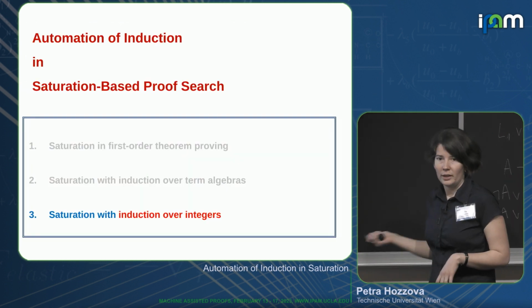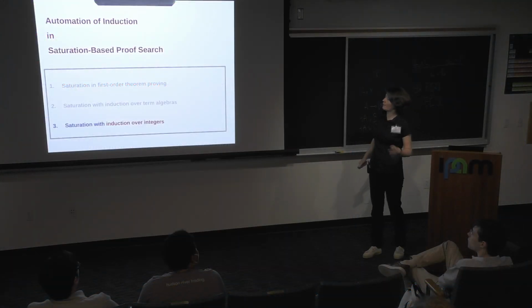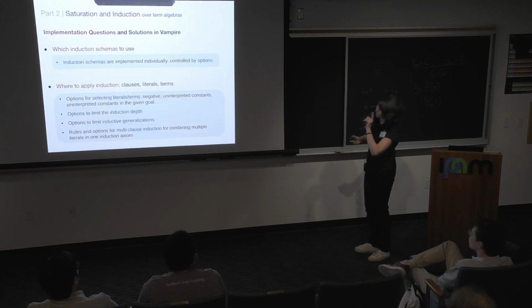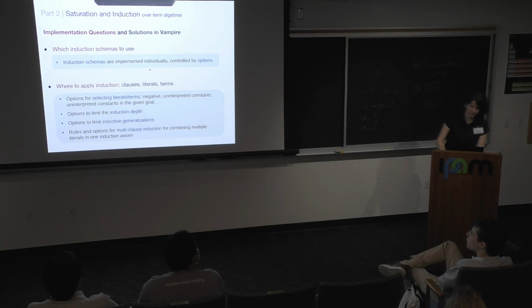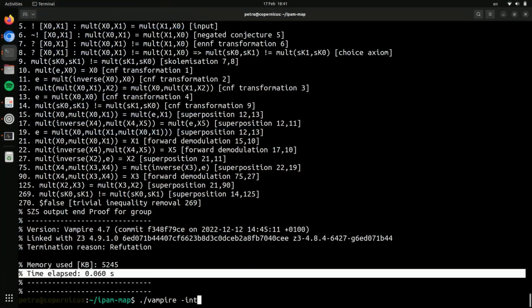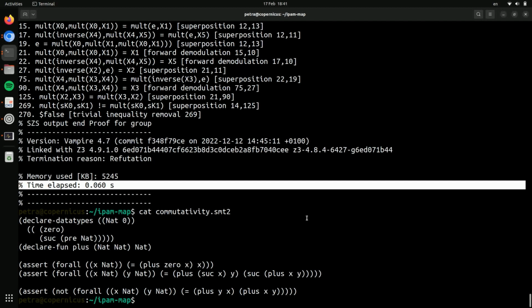With that, I will switch over to doing induction over integers. But one last thing I wanted to show you before going there is turning on structural induction for Vampire. This is the problem that we'll be proving: the commutativity for natural numbers, this time written in a different syntax. This is the SMT-LIB syntax you might recognize from some other talks this week.